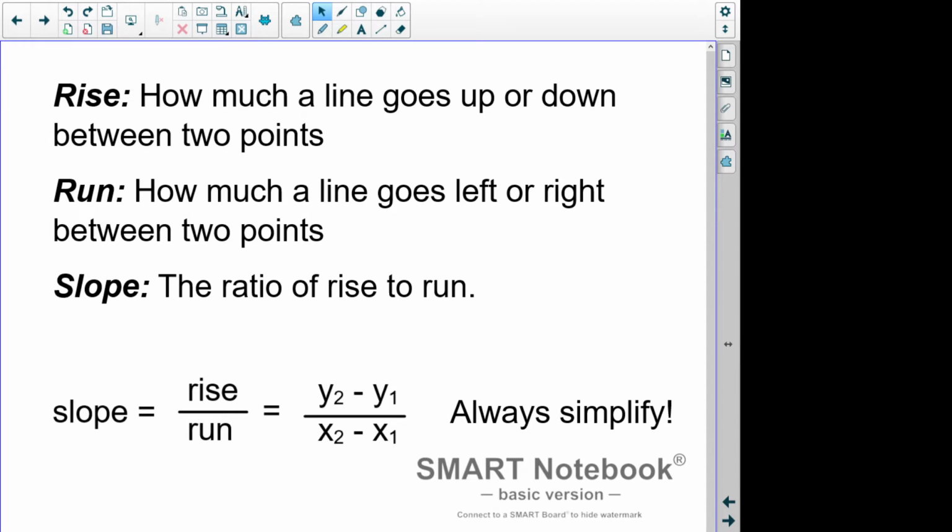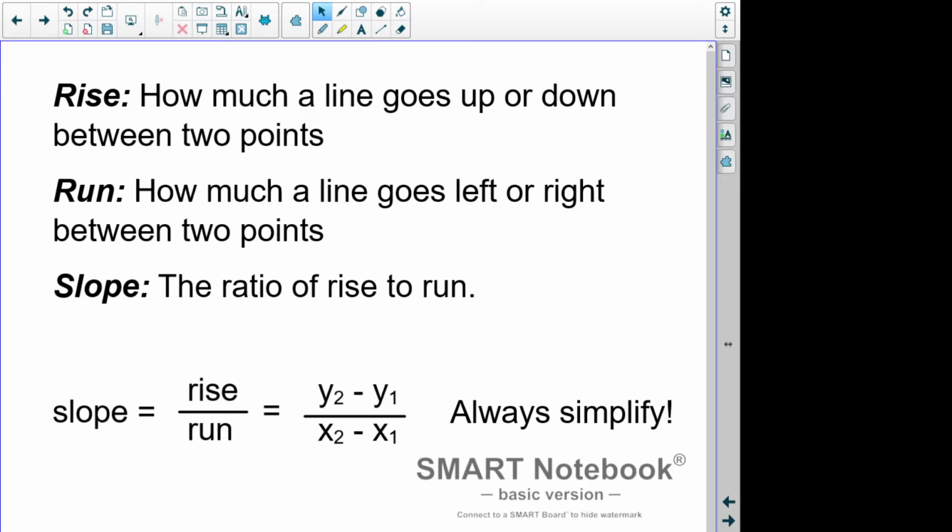So we talk about that slope as being that ratio of rise to run. And here's a formula for calculating slope. I'm not a huge fan of memorizing formulas. I think it's a little bit easier if you can understand what slope is and just conceptually work it. But there's a formula for it. It's just the difference in the y values divided by the difference in the x values.